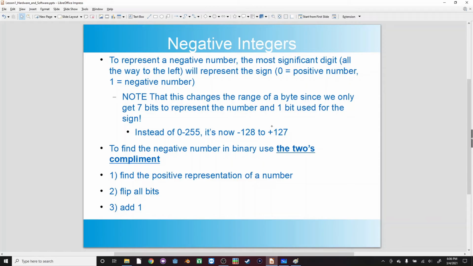So to find negative numbers, you have to do what's called the 2's complement. First, calculate the positive representation of the number in binary. Then you flip all the bits. All that means is that, once you write it out as a positive number, you turn all the zeros to ones and all the ones to zeros. It's that simple. Then you just add one.